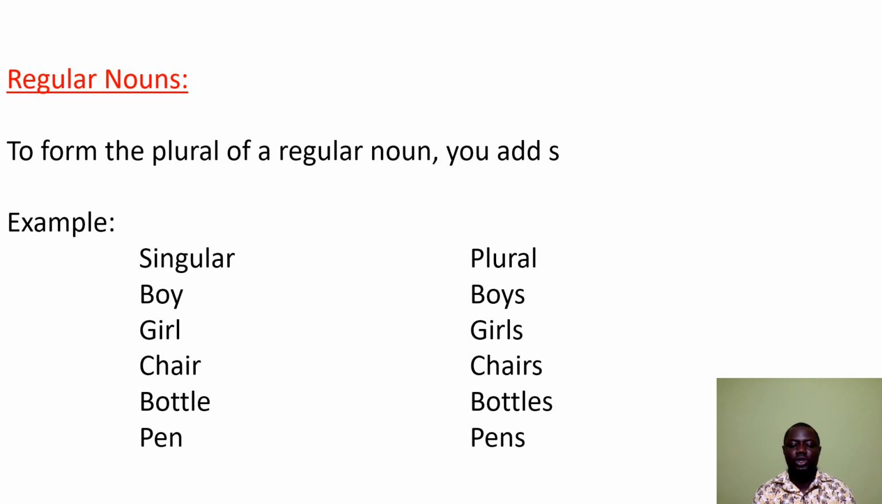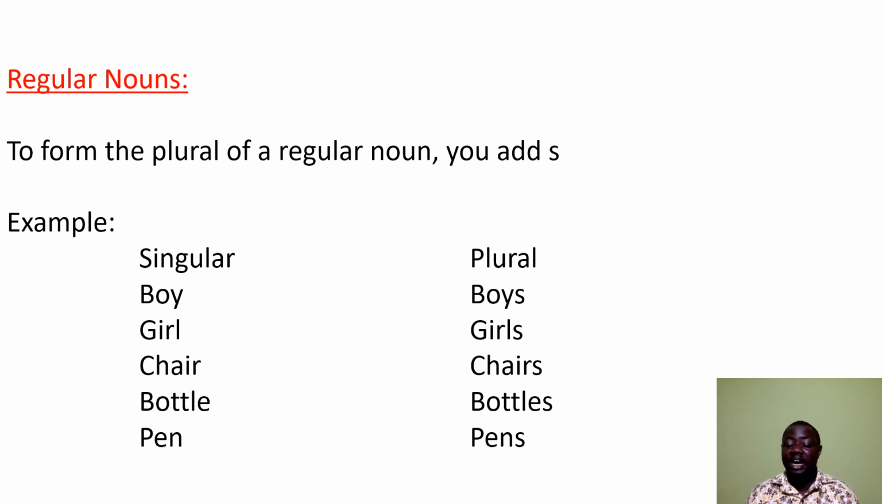The plural of chair is also chairs. The plural of bottle is bottles. And the plural of pen is pens. So these are called regular nouns. You make their plural forms by simply adding s to their singular form.